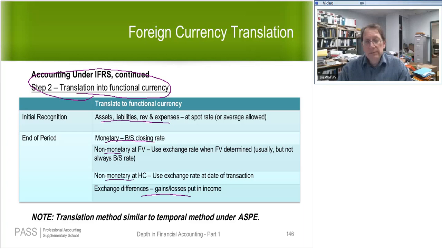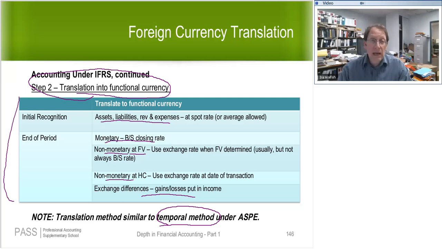That is the temporal method under ASPE. Don't say the words temporal method if you're answering a question for IFRS. They don't use that terminology, but it's the same method. The beauty of this, you don't have to learn another method. It's the same method. Everybody should recognize step number two. It's the temporal method. Just don't call it that, please.